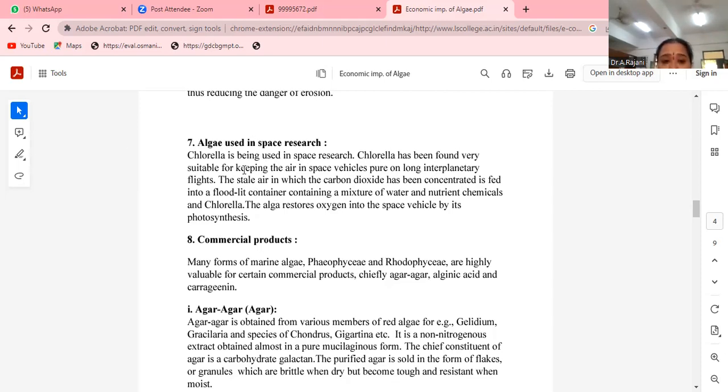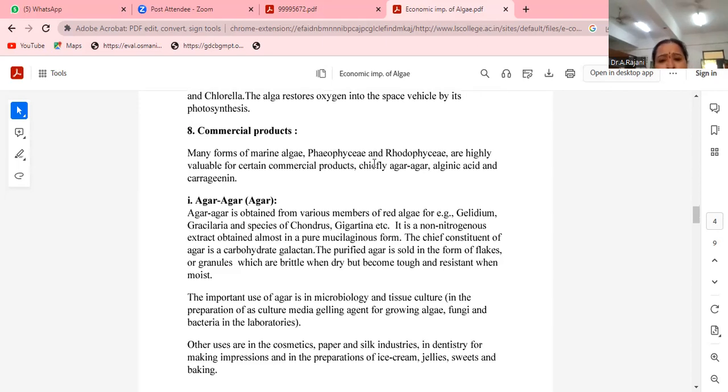Very, very important. In space travel, what type of algae is utilized? That is Chlorella, a single-celled algae. Many commercial productions are also from the Phaeophyceae. Another important commercial source is most probably marine algae, the Phaeophyceae and Rhodophyceae, which give agar-agar. You know agar-agar.